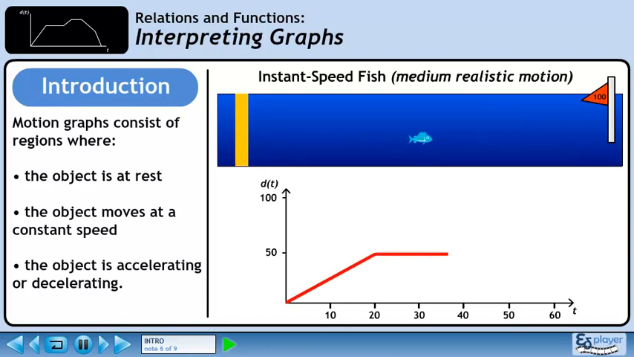This animation is a lot closer to reality than the teleporting fish, but it's still not quite right. When the fish takes a break in the middle of the race, the stopping and starting is really quite jarring. If this were a real fish, it would have to slow down to stop and then speed up to get moving again.